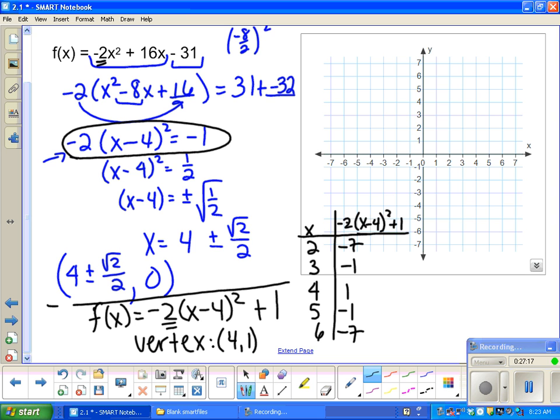Now, let's do our graph. 2, negative 7. 3, negative 1. 4, 1. 5, negative 1. 6, negative 7. Domain, again, will be all real numbers. And my range y, this time it's opening down. So all my y's are less than that point, and that highest y value is 1.